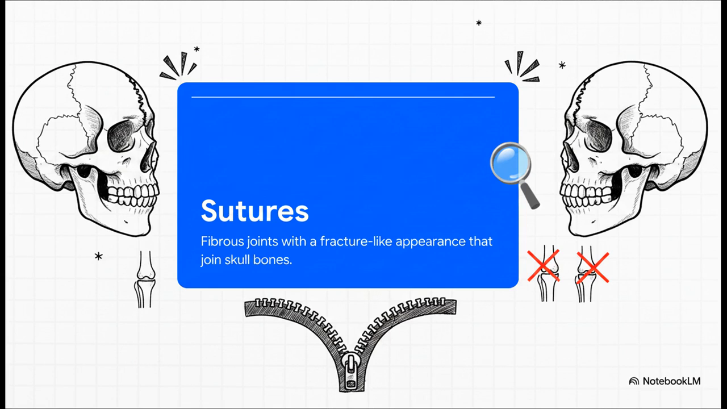The bones of the skull are joined together by sutures. Now, unlike your knees or your elbows, sutures are fibrous joints with this really distinct, jagged, fracture-like appearance. They lock the immobile bones of the skull together tightly, acting pretty much like rigid, unmoving biological zippers.